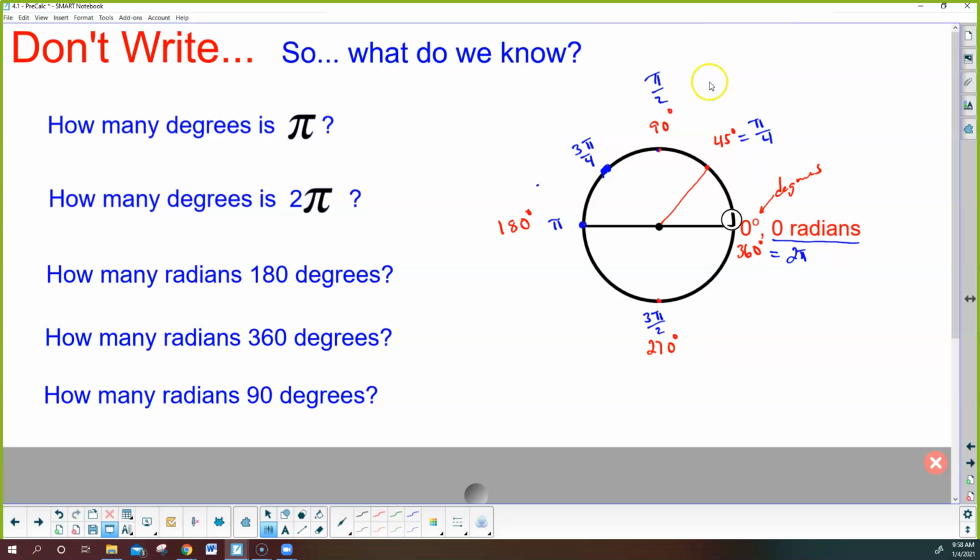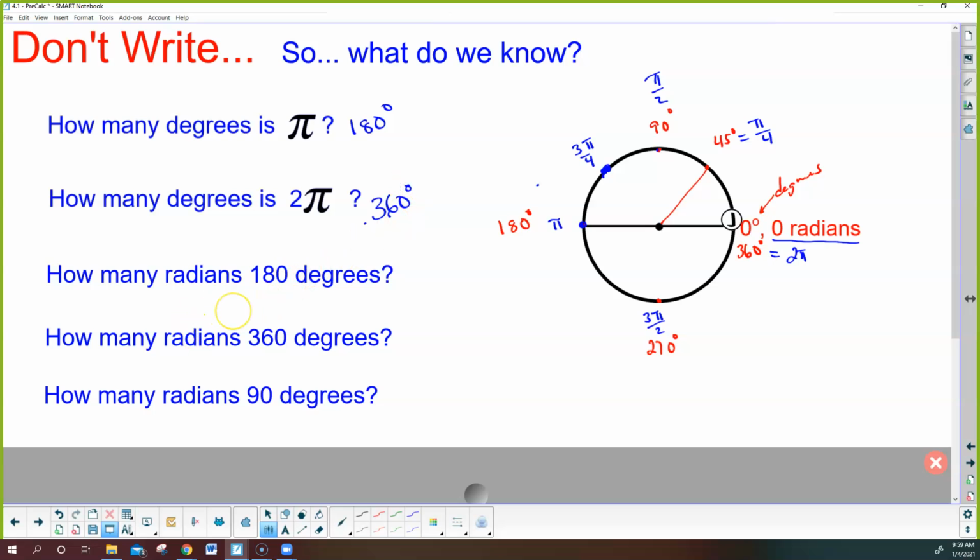So you can kind of see how we're breaking these up in radians. And that's basically saying it's all based off of the fact that pi is equal to 180. So the question we have here is, how many degrees are in pi? Well, that's just looking at this and saying there's 180 degrees in pi. How many degrees are there in 2 pi? That's all the way around the circle. So all the way around the circle, well, 2 pi is 360 degrees.